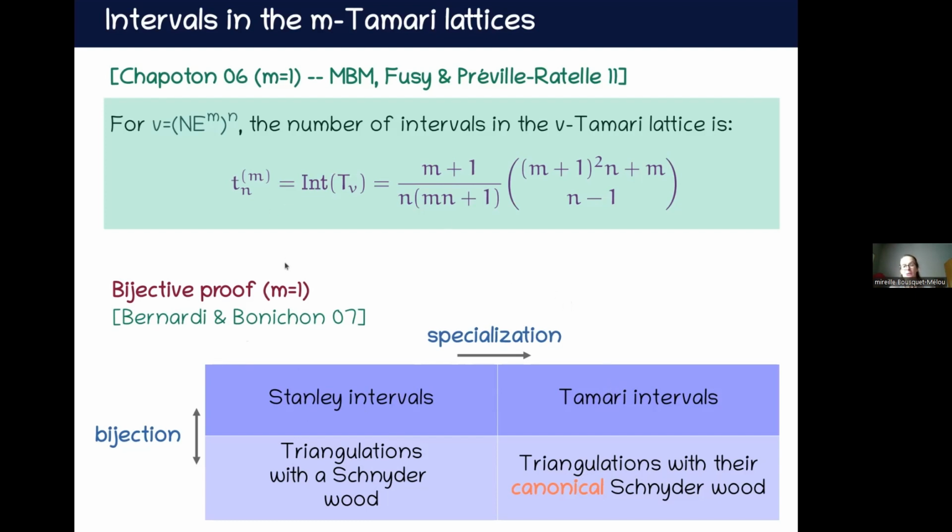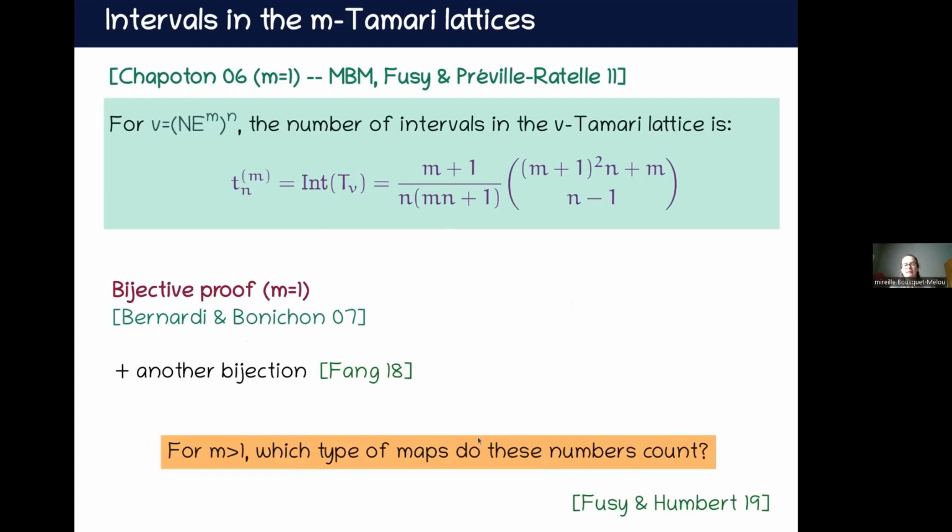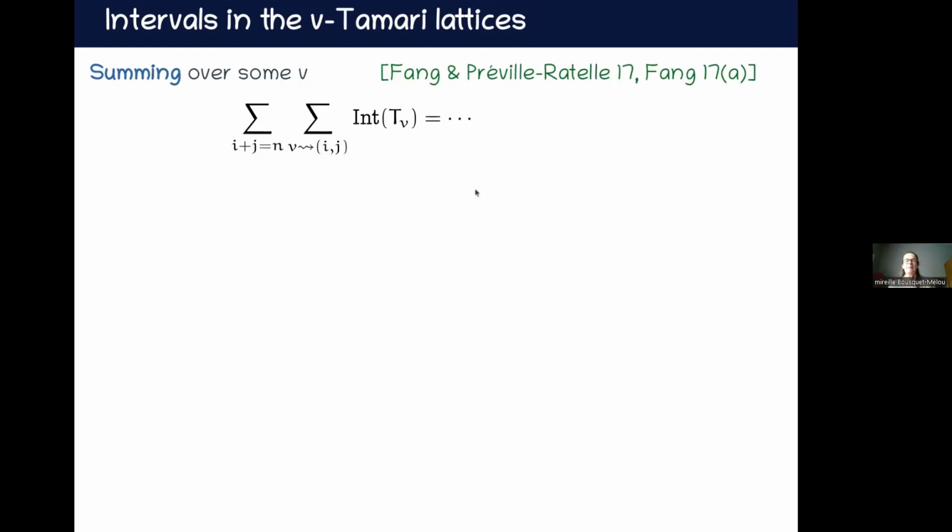And now, when m is larger than 1, essentially, we don't have a family of maps at hand that we would know to be counted by these numbers. However, Fusy and Humbert have constructed a bijection between these intervals and some maps, but somehow this result is the only way of counting them.